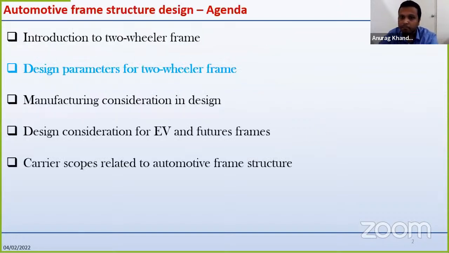Just a second. Yep. So frame structure design is a vast topic. It contains design, analysis, manufacturing, quality, cost effectiveness. So I will try to touch upon most of the topics so that people having different interests are entertained as much as I can do. The topic will be both generic and specific from time to time, and my prime focus will be on design parameters. Going forward, I will touch upon some design considerations in frame design for future requirements such as for EV. I will also touch upon some career scopes specific to frame structure design. If you read frame structure design, what are the career scopes?